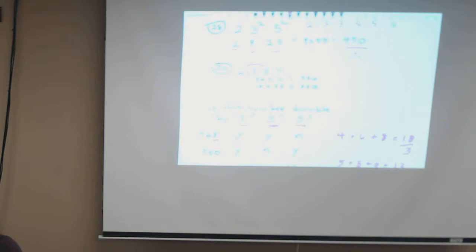See what happens? 468. I add 4 and 6 and 8, and I get 18. Is 18 divisible by 3? Yes. So if the sum of the digits is divisible by 3, then I say, yes, it's divisible by 3. Yes, it's divisible by 2. No, it's not divisible by 5. You follow what's going on?